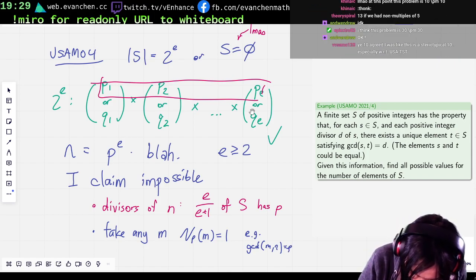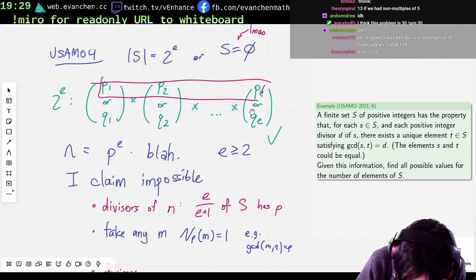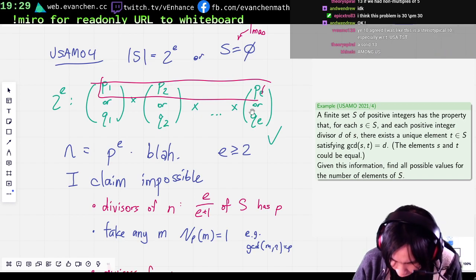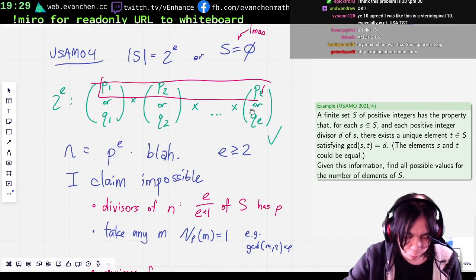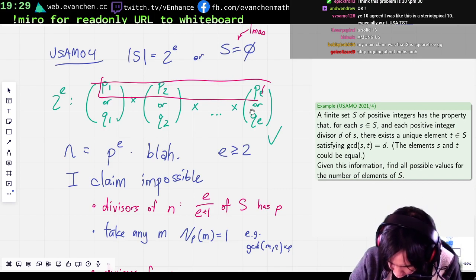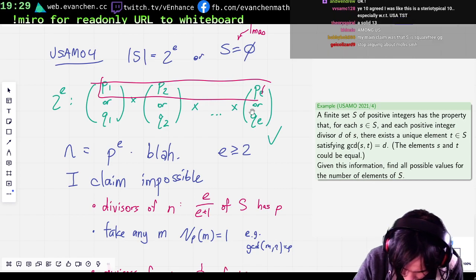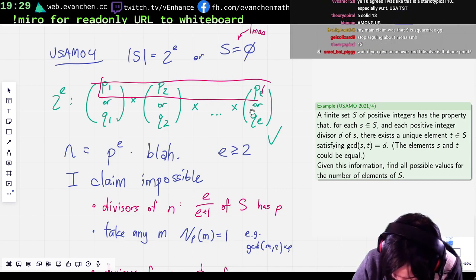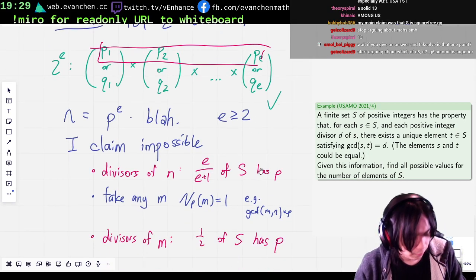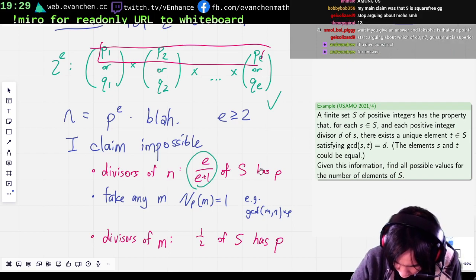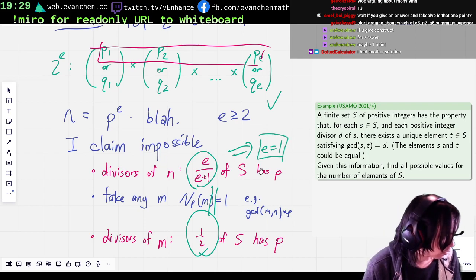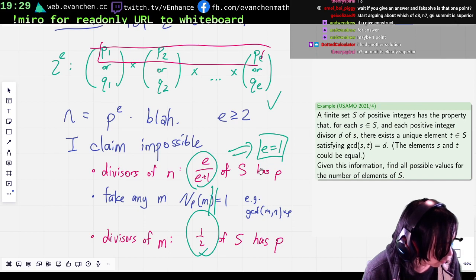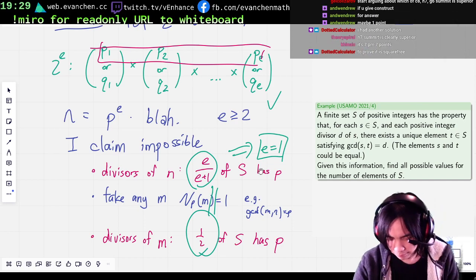Okay, now if I look at divisors of M, we see that M has VP equals 1. So the elements of S line up with the divisors of M. Half of them are divisible by P, half of them aren't. So 1/2 of S has P. I need to scroll down. Okay, so these two things are equal. So this implies e equals 1. Yeah, that's it.